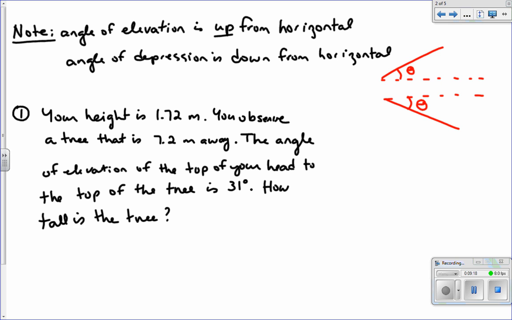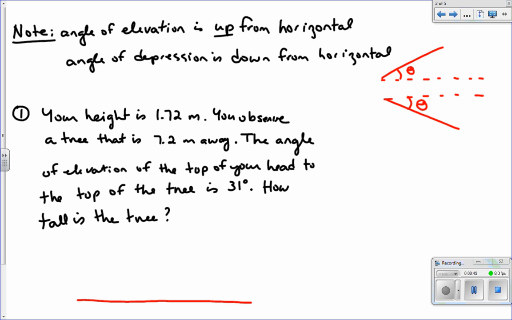So we're going to look at this question, and in trig questions, you always want to draw a picture. It doesn't necessarily have to have a lot of details in it, but you want to see the right triangle that is the picture of the problem, okay? So your height is 1.72 meters. You observe a tree that is 7.2 meters away. The angle of elevation of the top of your head to the top of the tree is 31 degrees. How tall is the tree?